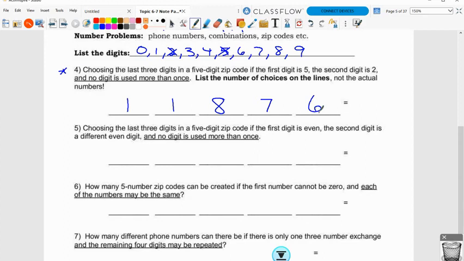So all you need to do to figure out how many zip codes exist is multiply the number of choices for each spot. 1 times 1 times 8 times 7 times 6. If you punch that into your calculator, you would end up with 336 zip codes that are possible. Again, on these lines, you're putting how many choices you have. You're not making the actual zip code.